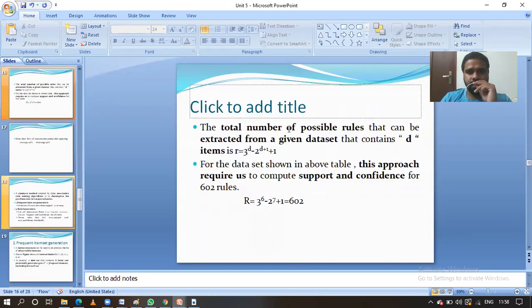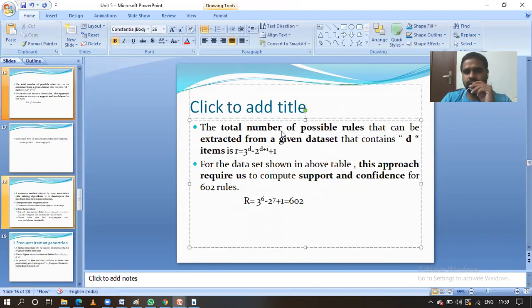Normally, guys, how many possible rules will be formed? Suppose I have d items, how many rules can we form? R equals 3 power d minus 2 power d plus 1, plus 1. This is the formula, guys. These many rules will be possible.